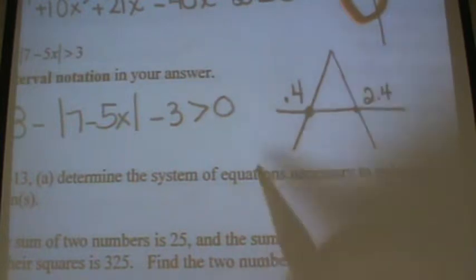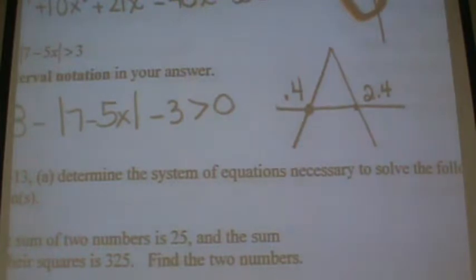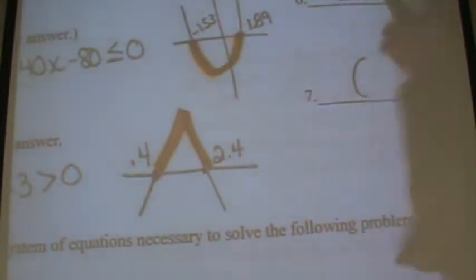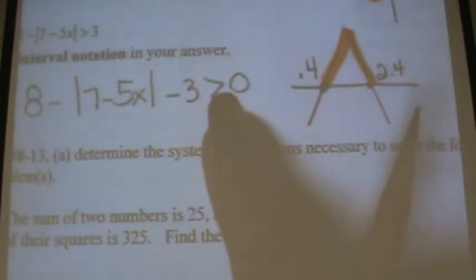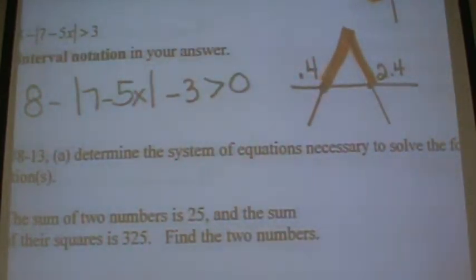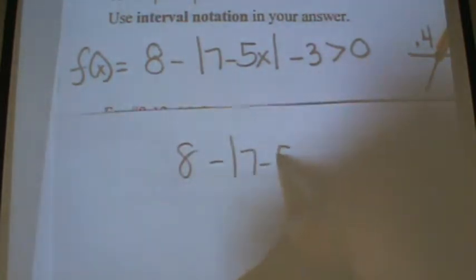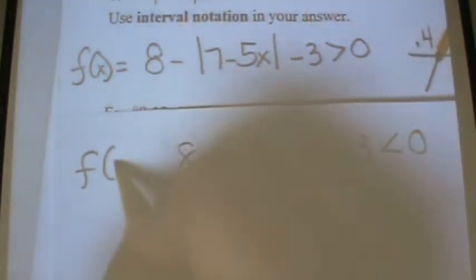Correct? So I want to know, where is the graph greater than 0? Where is it greater than 0? It's that part right there. So how will I write this answer in interval notation? Parentheses. Now, what if I switched this inequality sign, let's say I had a less than 0. What if this said 8 minus absolute value minus 3 is less than 0? What would my answer look like then?